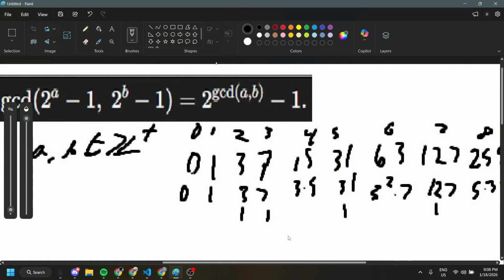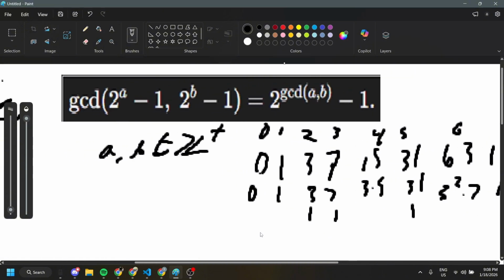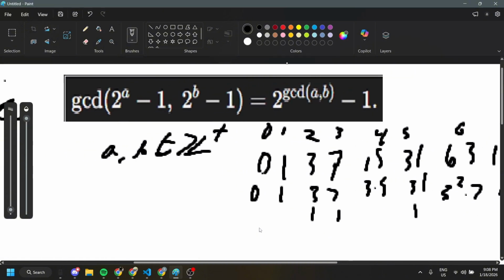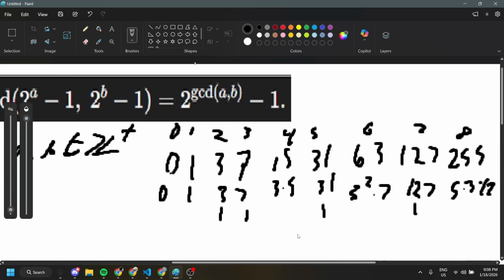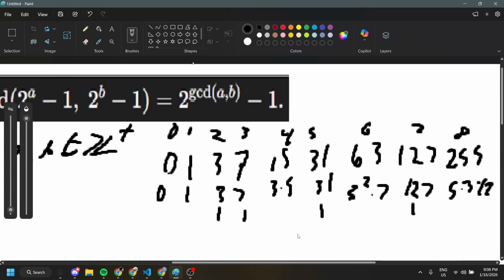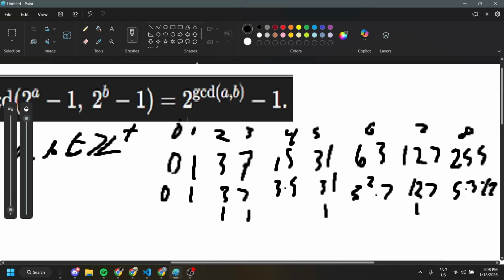Maybe if it's to the power of a prime number it gives a prime? I don't know. Anyways, so we need to find if that's equal to 2 to the greatest common divisor of A and B, minus 1. I don't even know how I go about doing this.